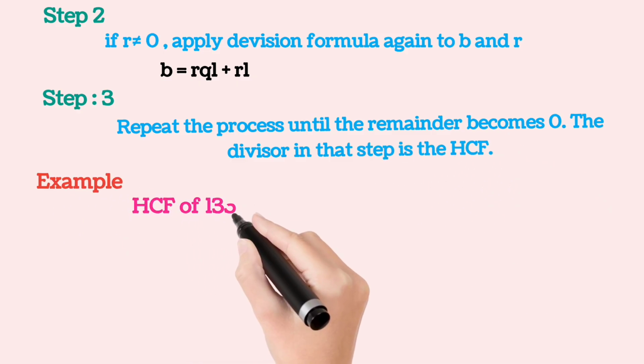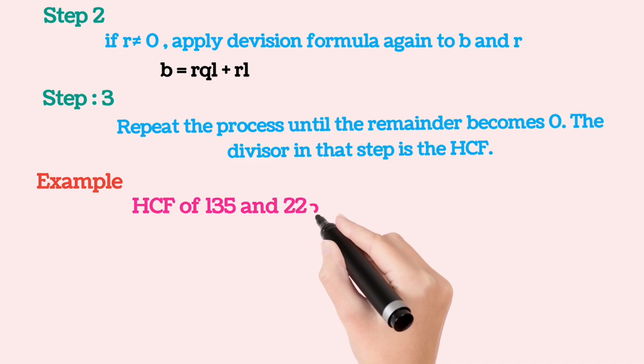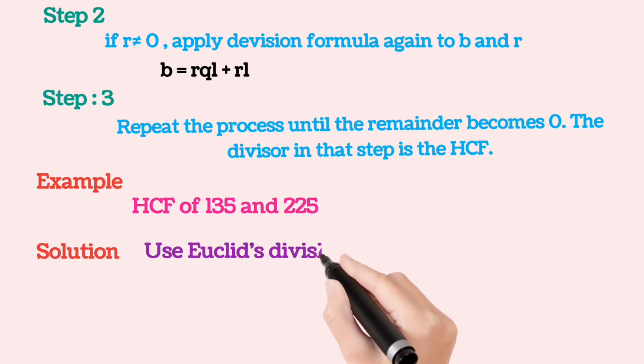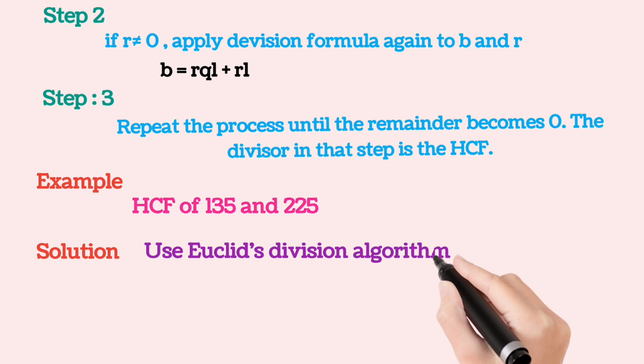Example, HCF of 135 and 225, that is equal to, solution, use Euclid's division algorithm.